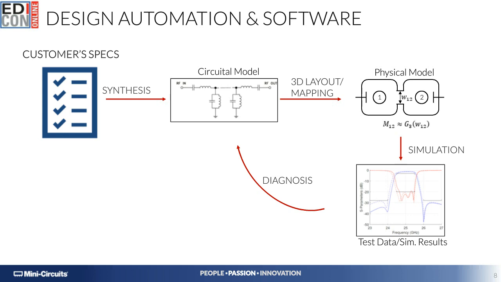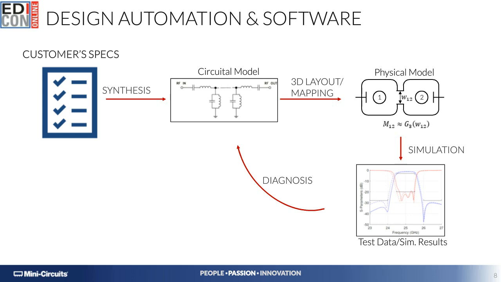This circuital model then goes into a 3D layout mapping process where we translate the actual circuital device into an actual geometrical 3D simulation model. That 3D simulation model generates on a FEM engine a simulation result, which may or may not be optimal. Most likely, it won't be optimal on the first pass, and most likely, may be far away from being optimal.